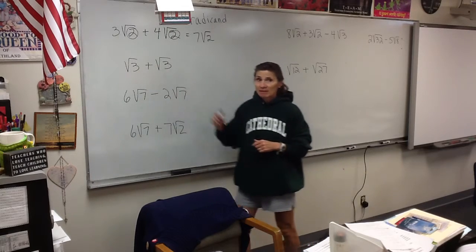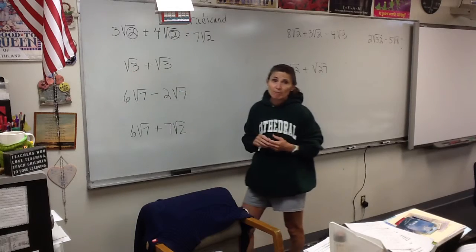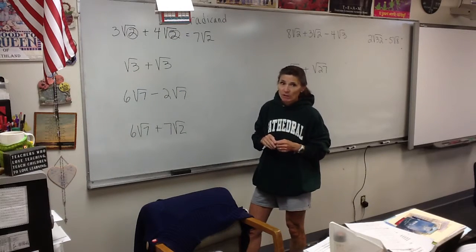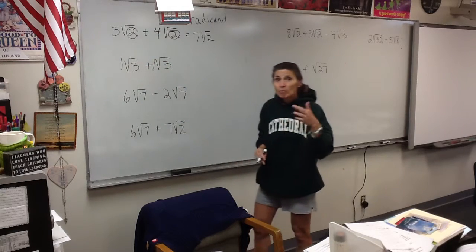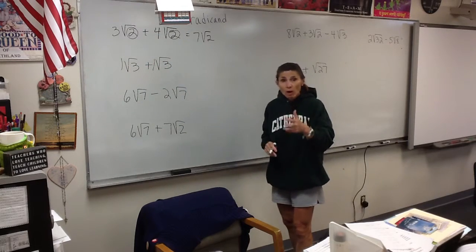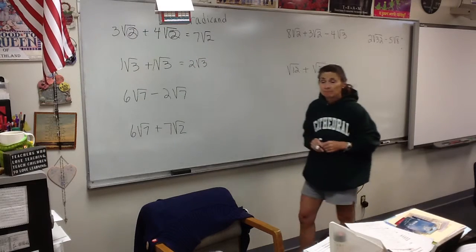This is the same exact thing, but sometimes we get confused because we don't see a number in front. There is a number there. You know what that number is. There's a 1 there. So we have 1 root 3 plus 1 root 3. That would make 2 root 3.